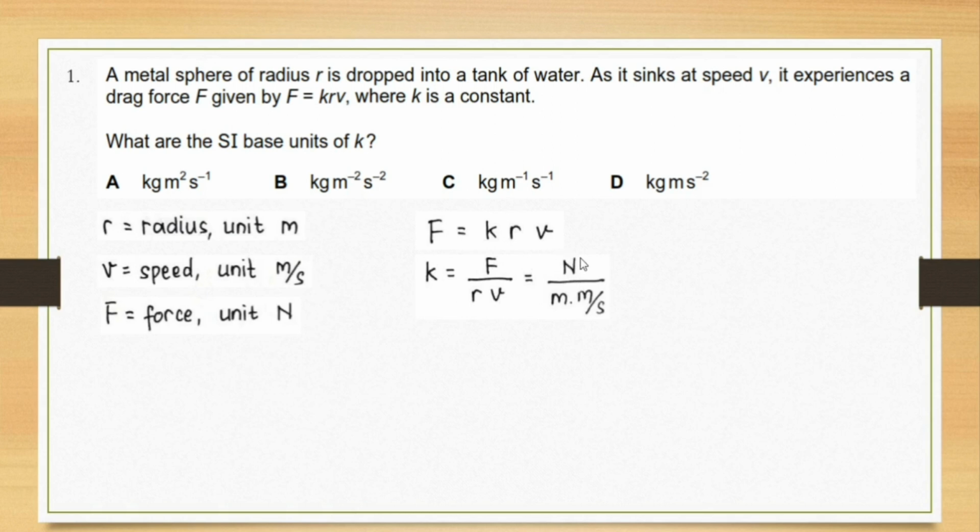F is in the unit of Newton, R is in the unit of meter, V is in the unit of meter per second, and Newton is kilogram meter per second squared, divided by meter squared over second. So it will become kilogram meter to the minus 1, second to the minus 1. So the answer is C.